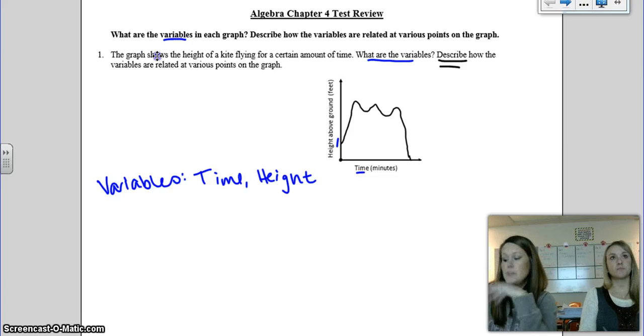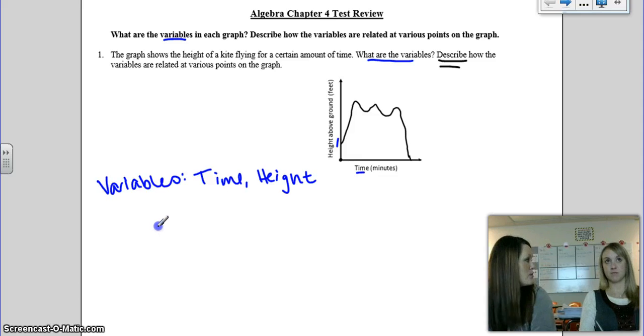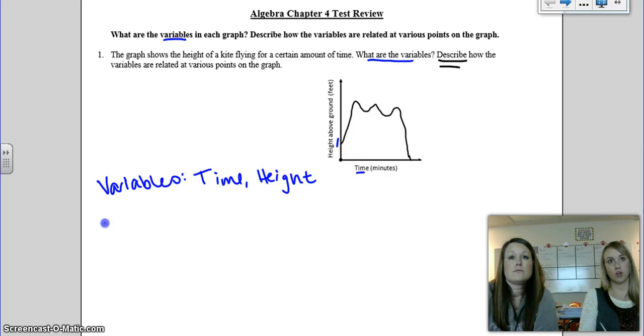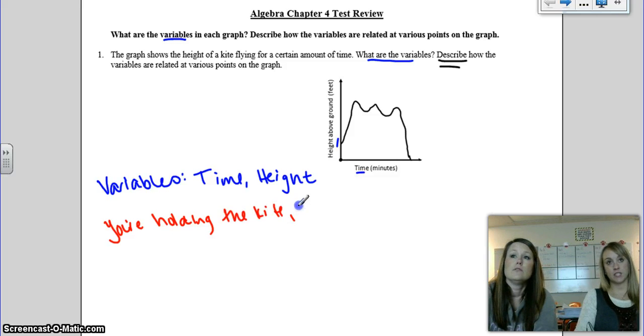So what do you see first? Well, it was a kite flying, so the kite starts not at ground level. Why do you think it doesn't start at ground level? Because it's not down at zero height. Because you're holding the kite. Holding the kite, and then you release it, and it flies into the air. It looks like it goes up pretty quickly too.